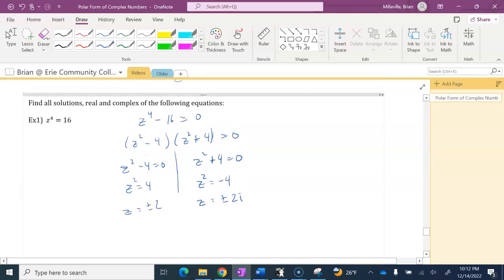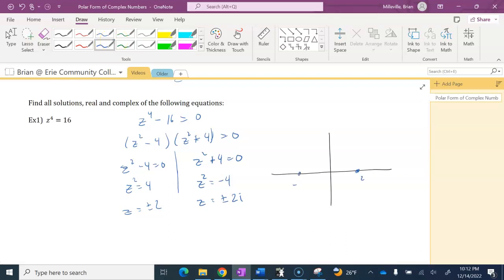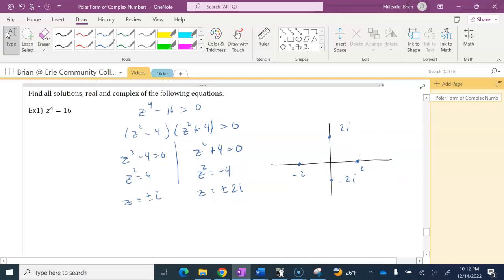Now, what I want to look at here is the graphical interpretation of this. If we think about plotting these complex numbers in the xy plane, what points do we have? Well, we have positive 2, negative 2, and then 2i and negative 2i. My scaling might not be perfect here, but that's all right. This is going to showcase how we can do this in a slightly different way, which is going to lead us to our next example.